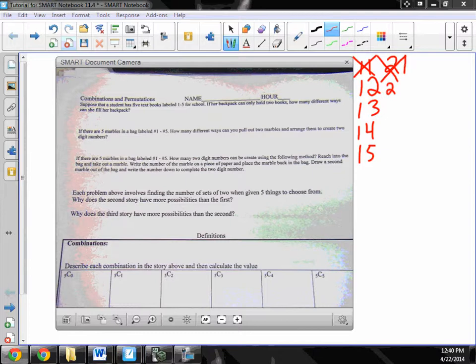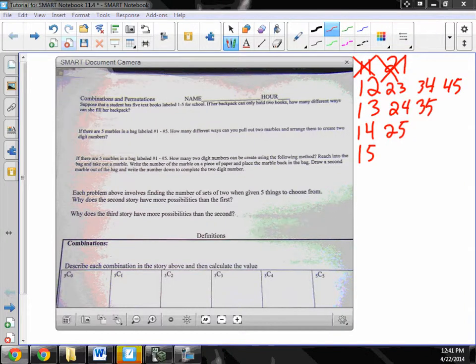Okay, so 2, what about 2, 2? No 2, 2s? Good. 2, 3, 2, 4, 2, 5. 3, 4. 3, 5. 4, 5. What about 5? No, we can't use 5. All right, so the important things here, 1, 1 doesn't exist, and, oh, there are 10 answers, by the way.